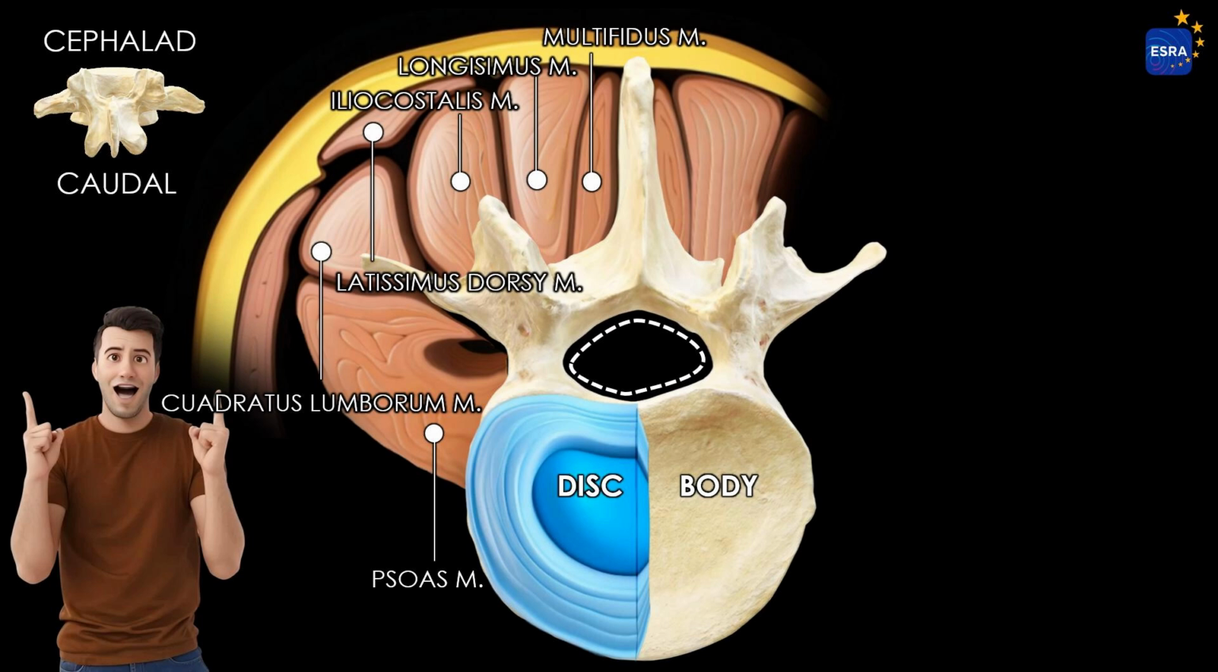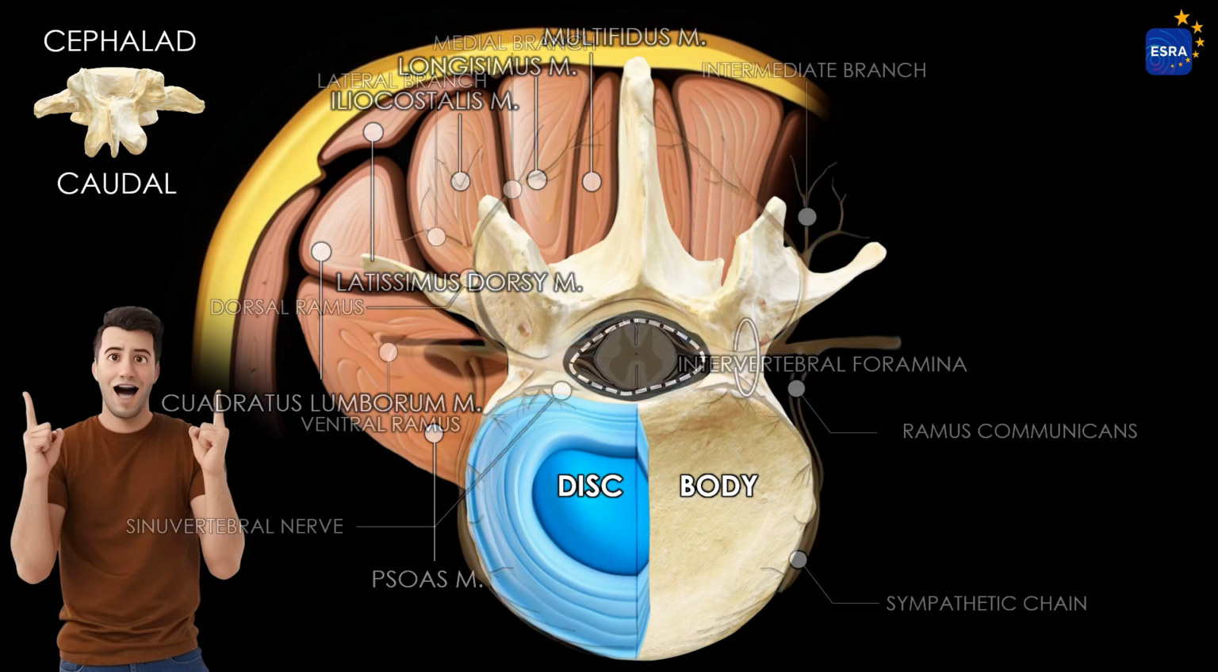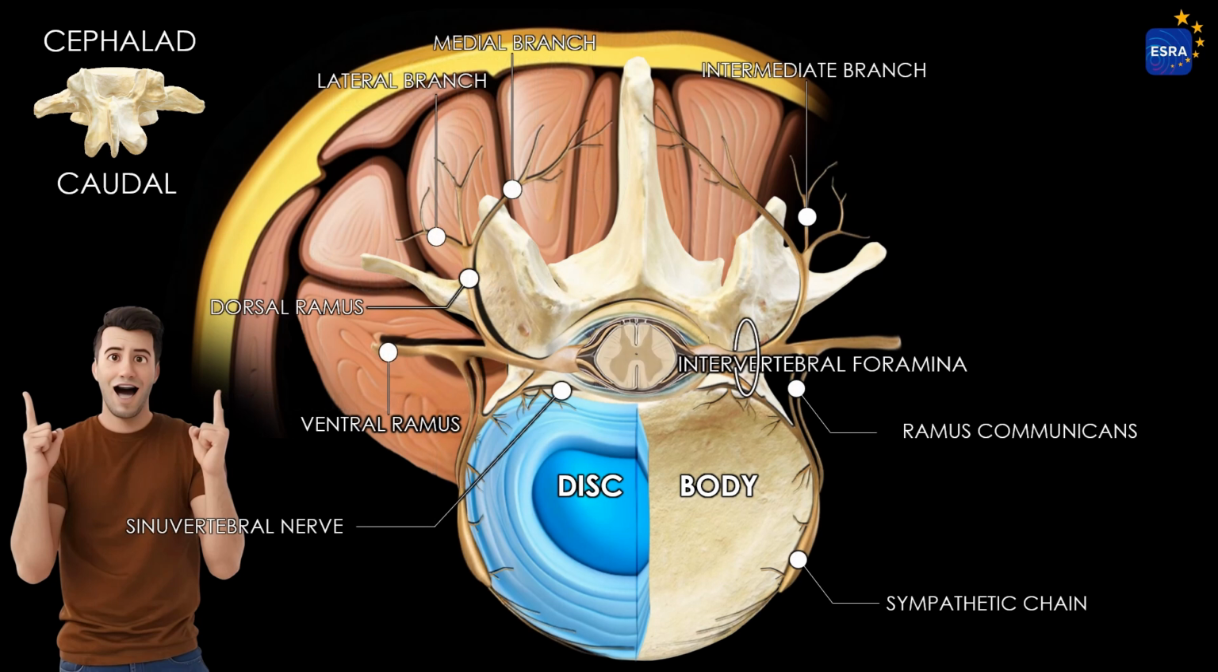The discs are located between the vertebral bodies and are responsible for absorbing 80% of the body's weight under normal conditions. The spinal nerves emerge through the intervertebral foramina and divide into a ventral ramus and a dorsal ramus. The ventral ramus, by joining adjacent branches, contributes to the formation of the lumbosacral plexus.